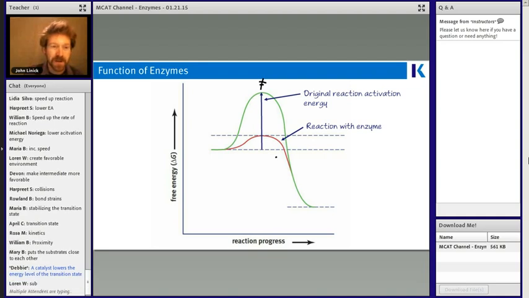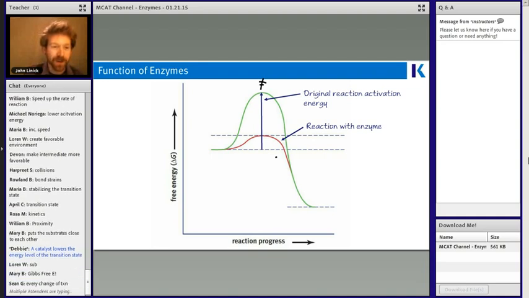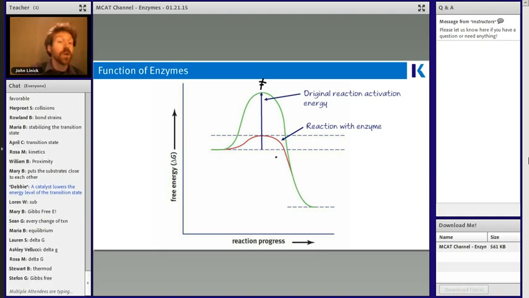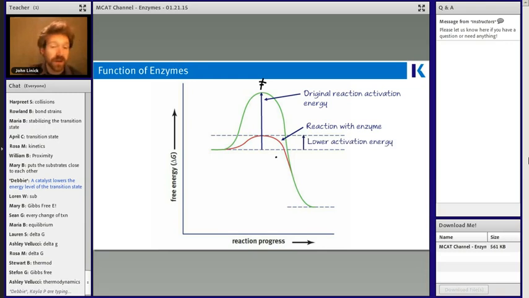And Rosa is getting a good word there. We'll talk about that in a second. I'm glad you brought that word up. You don't change equilibrium. You don't change delta G. You don't change the equilibrium of a reaction. And so notice, of course, you are lowering the activation energy, but there's no change in overall delta G.